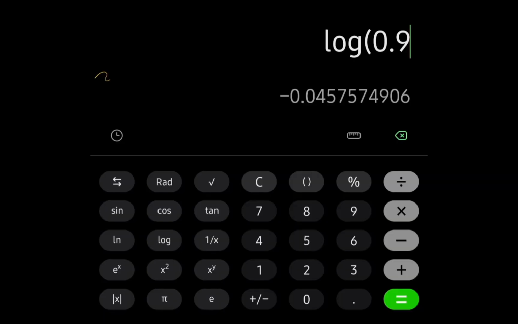Now this is the actual answer. What is the answer we got? Minus 0.04576. Here what we are getting? Minus 0.0457. When you round it off, you will get 6. So here we can see that the number is accurate up to 4 or 5 digits. You can use this in the examination. That's all about calculating the logarithms.